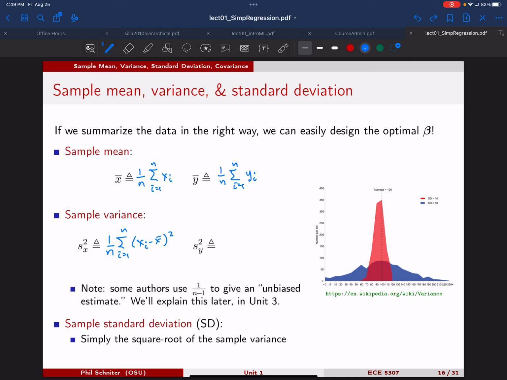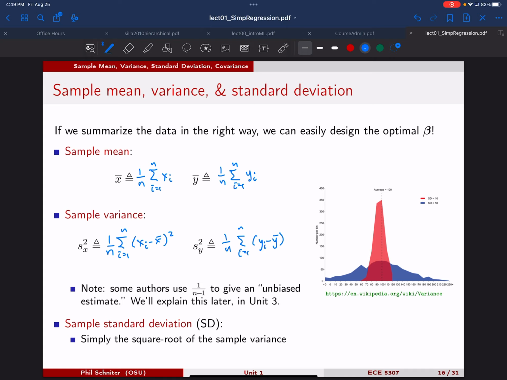How far does it deviate from its sample mean? And then we're looking at the sum squared of that. Sum squared deviation from the sample mean. That's what the sample variance really is. And we have the same thing for y. So here we have to subtract y bar, which is the sample mean of y.